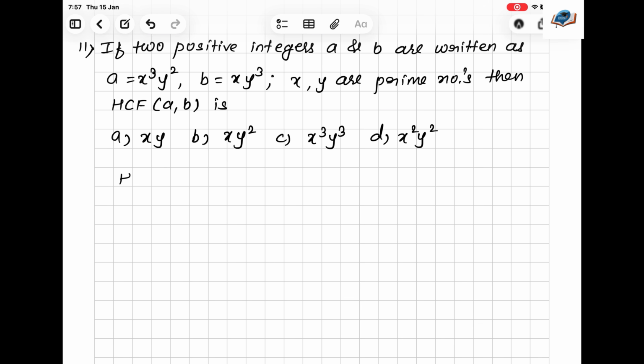So here HCF will be equal to, I should write all the variables first. So x and y both are there. Now the minimum power: x to the power 1 is minimum and y to the power 2 is minimum. So xy square will be my HCF.